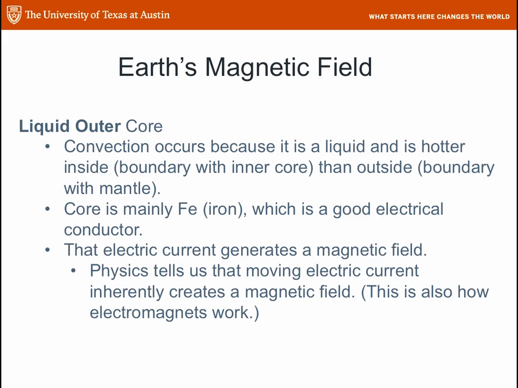So why do we have a magnetic field? Well, the Earth's outer core is liquid, and convection occurs because inside that liquid it is hotter at the boundary to the inner core than it is at the boundary to the mantle, and so the liquid moves by convective currents within the core. Now, it is mostly made of iron, and iron is a very good electrical conductor, and so as the core material moves, it generates an electric current, which generates a magnetic field.